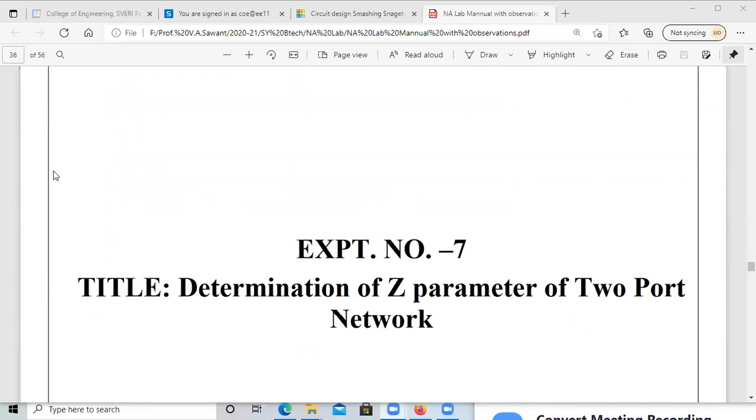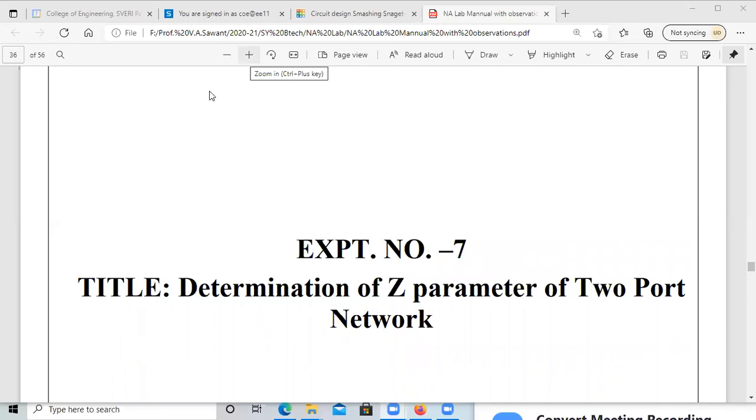We will see the next experiment, experiment number 7, determination of Z parameter of a two-port network. How can the Z parameter be determined? Again, we determine this Z parameter and verify the value of this parameter with the result obtained from simulation.